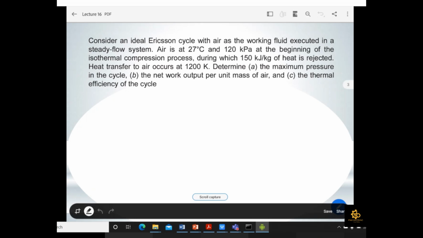So the maximum temperature is also given in your question, which is the highest temperature. Determine the maximum pressure in the cycle. If you correlate with the PV diagram, you can find that maximum pressure is at point number 4 for the Ericsson cycle. Also find the network output per unit mass of the air and the thermal efficiency of the cycle. So this is the question. You have to note down the data, then move forward towards the solution.